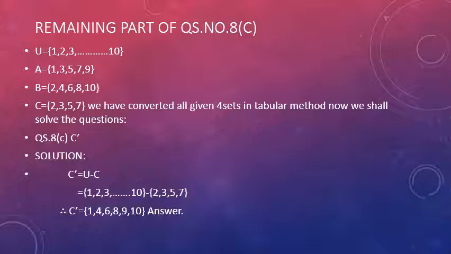Now class, in the next slide, if you see here, I have converted all the given 4 sets to tabular method. I have told you earlier, in set U you have to write natural numbers, and natural numbers start from 1 and the limit was less than or equal to 10. So we shall write all elements 1, 2, 3, dotted line, and the last element 10 we also have to include. Now in set A we have to write odd numbers less than 10.